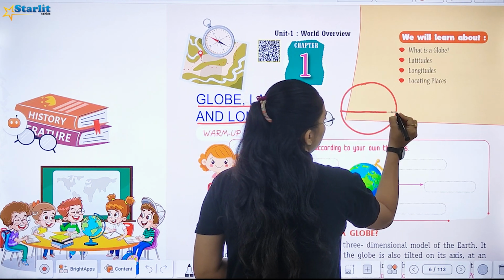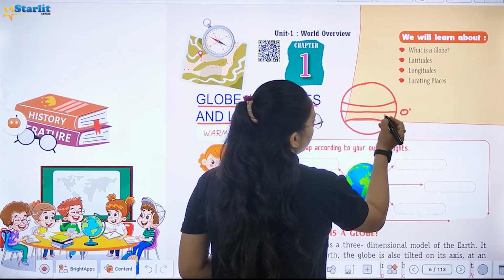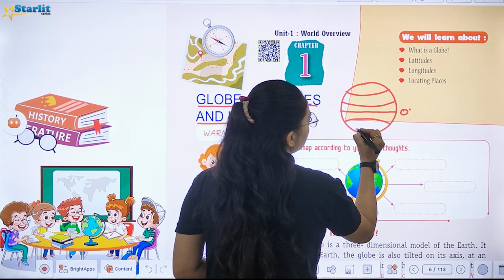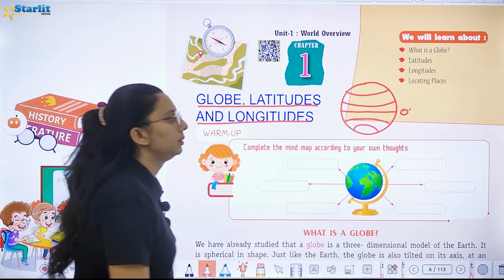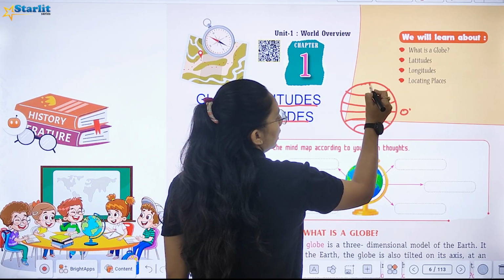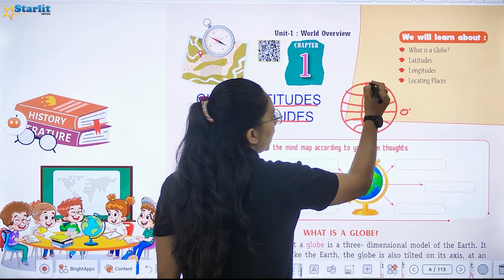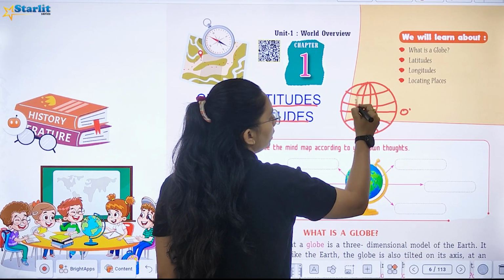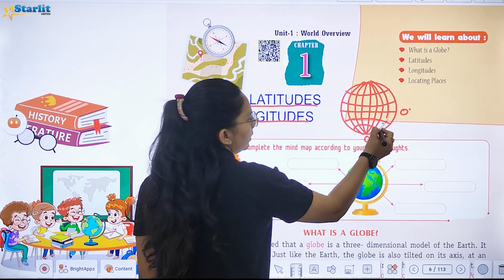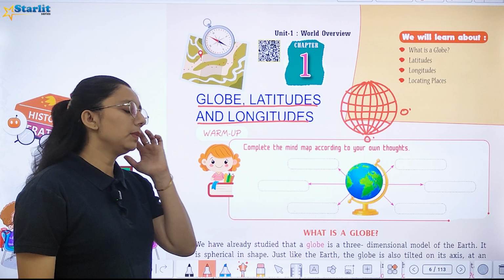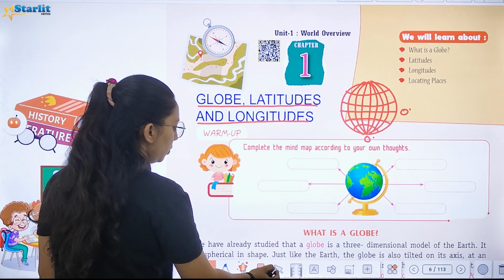Like this is 0 degree equator, Tropic of Cancer, Tropic of Capricorn, 23.5, Arctic Circle and Antarctic Circle. So what are these? These are the lines of parallels. Then we have in between prime meridian 0 degree. What are these? These are lines of longitude. खड़ी हुई line है. What are these? These are lines of longitudes. Right? So here the mind map is given. You have to complete them. Right? Now let's move towards the chapter.